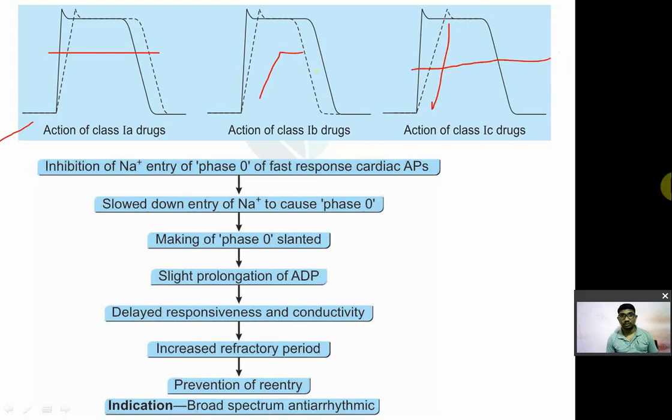So that's the mechanism of action of all these drugs. Now the first one is your quinidine, class 1A. It causes inhibition of sodium entry in phase 0 of depolarization.